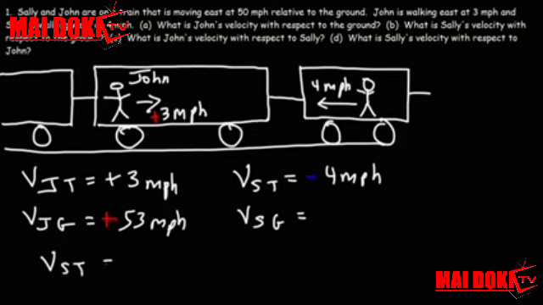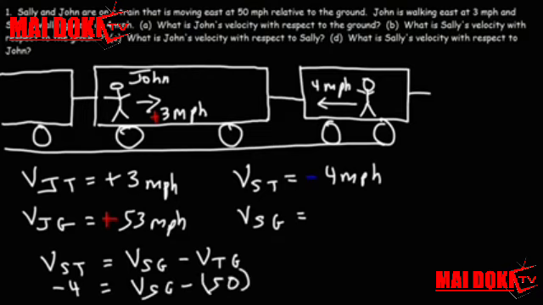So VST is going to be VS with respect to the ground minus VT with respect to the ground. VST is negative 4. VSG is what we're looking for. And the velocity of the train with respect to the ground is negative 50. So we need to add 50 to both sides. So it's going to be negative 4 plus 50, and that's going to equal VSG. Negative 4 plus 50 is positive 46.